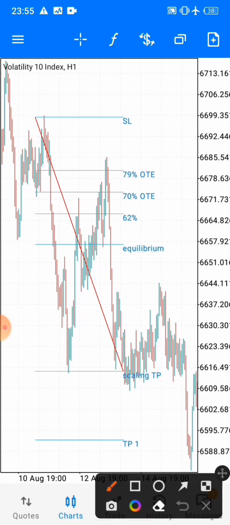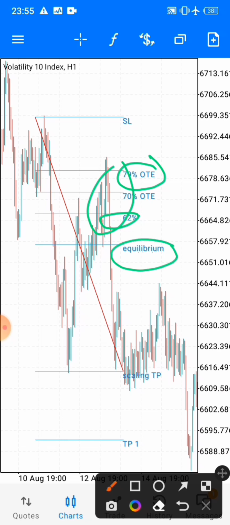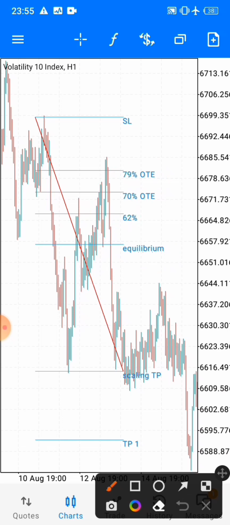Here we've got many levels. Personally, I use the 62 to the 70, and at times I use the equilibrium, the 50%. So how do you use these levels? You don't use the exact level. We take this as a range. That's like what we do for supply and demand.